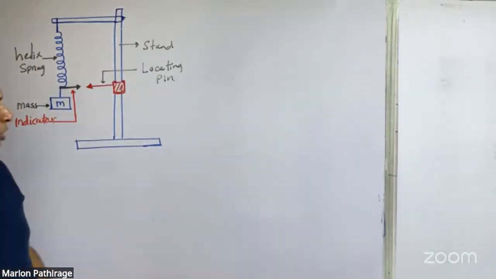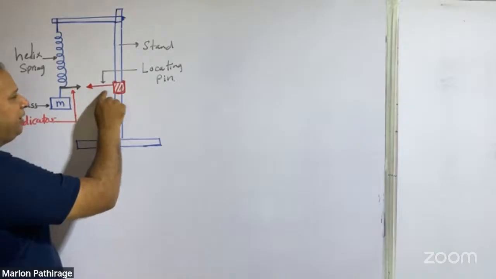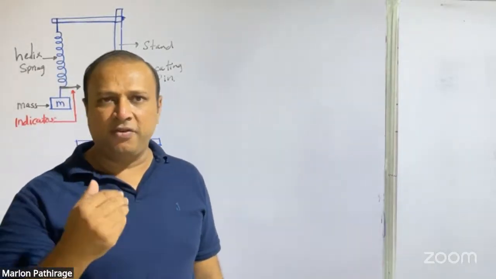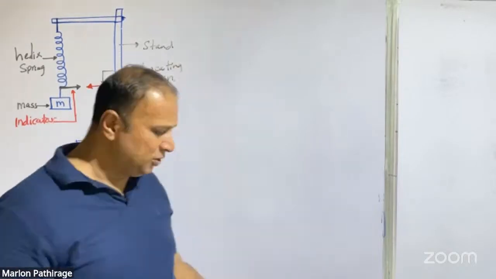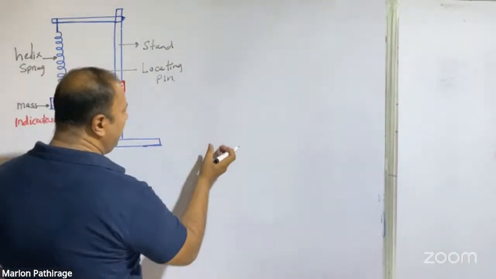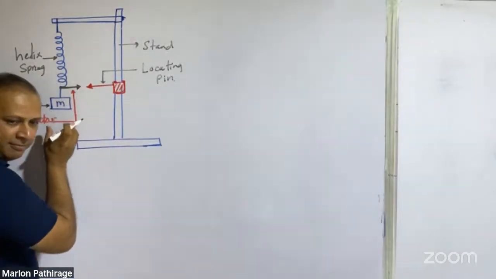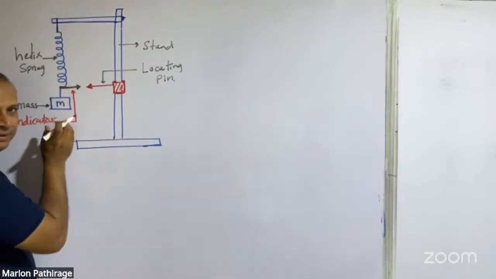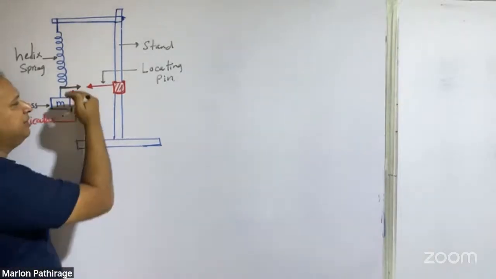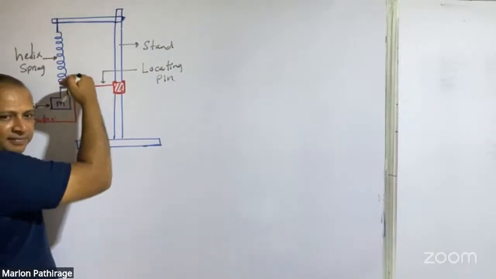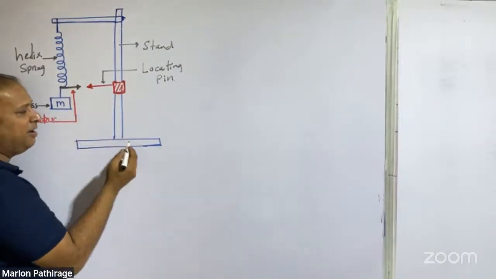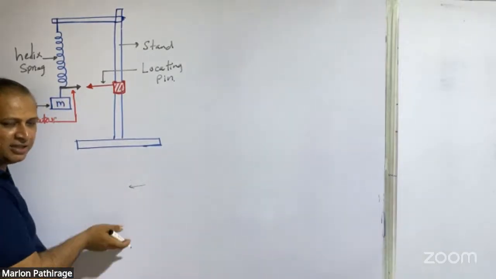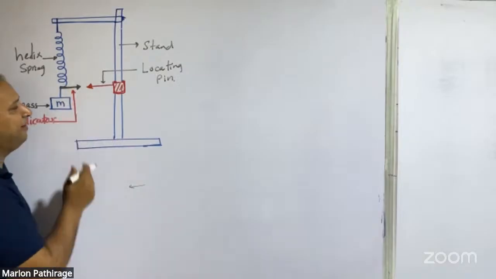Okay. So actually, this locating pin and the indicator are used to measure the number of oscillations. If we pull this mass slightly and release it, this will vibrate. Therefore, we can measure the number of oscillations using this locating pin.